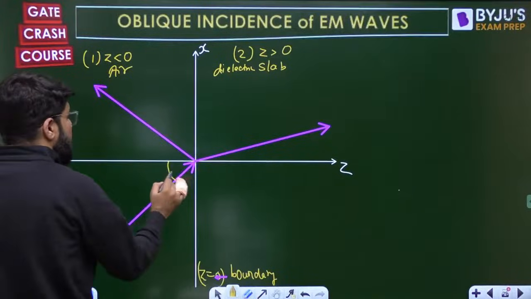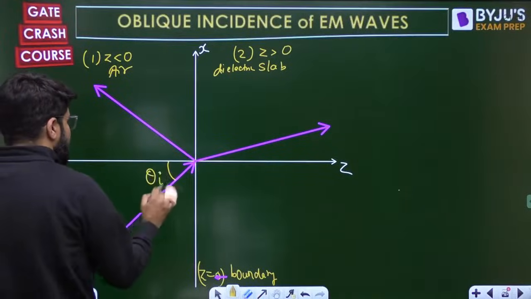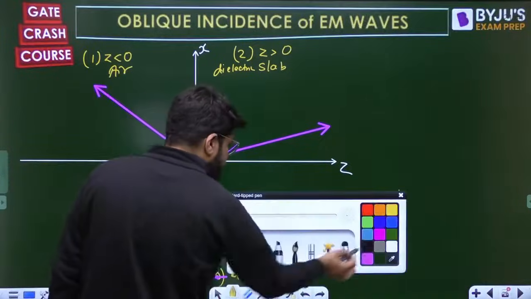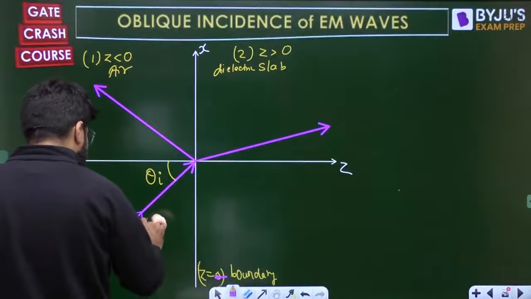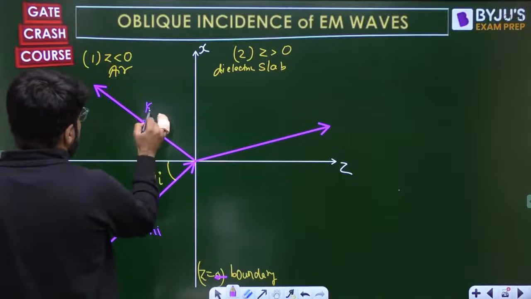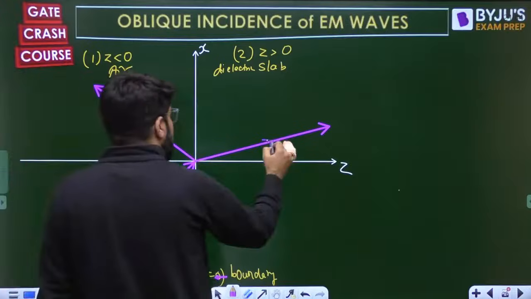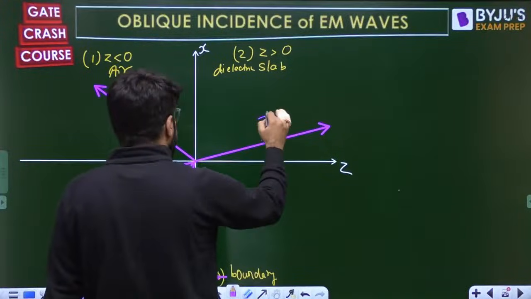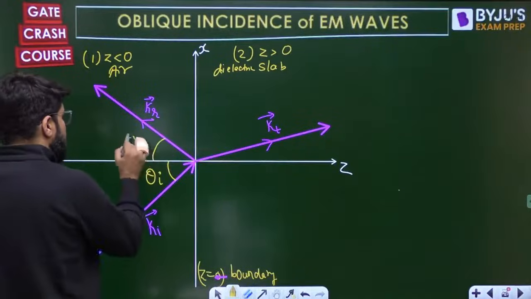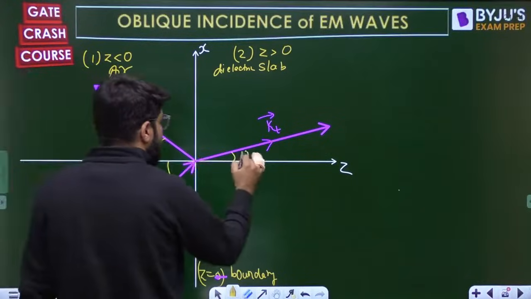Now, this is what is known as the angle of incidence, theta I, because this is the propagation vector Ki of the incident wave. This is the propagation vector Kr of the reflected wave, and this is the propagation vector Kt of the transmitted wave. Okay, so this will be theta I, then this is going to be theta r, and this is going to be theta t.